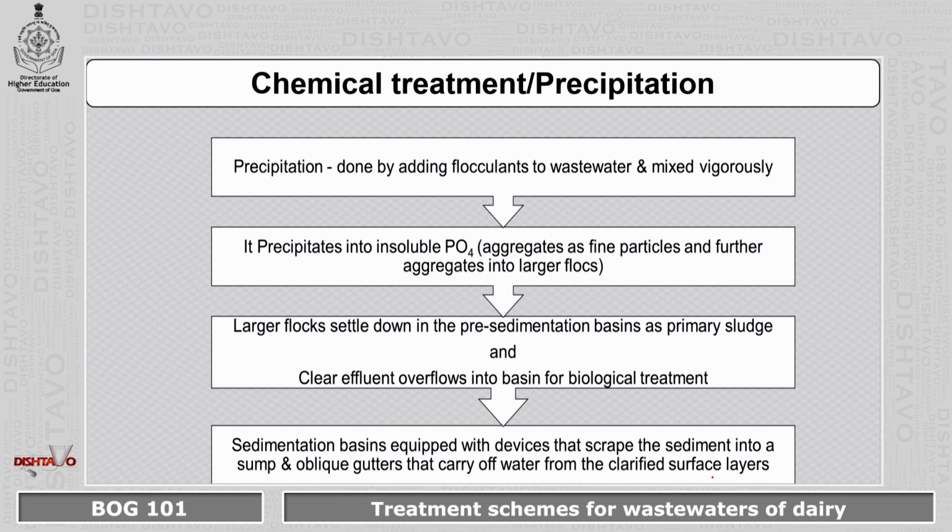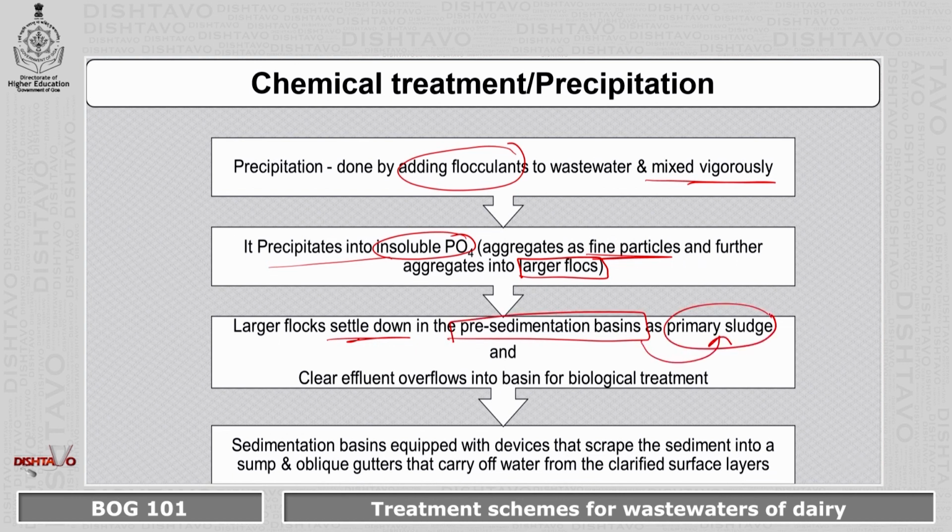This is a precipitation of dairy wastewater, which is done by adding flocculants that are mixed vigorously. They precipitate into an insoluble phosphate which aggregates as fine particles and further aggregates into larger flocks. These larger flocks settle down in the pre-sedimentation basins and are referred to as primary sludge. And clear effluent overflows into another basin for biological treatment.